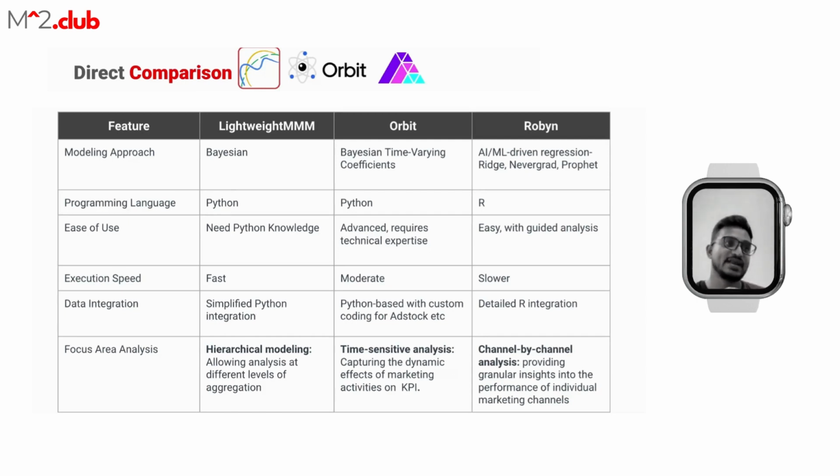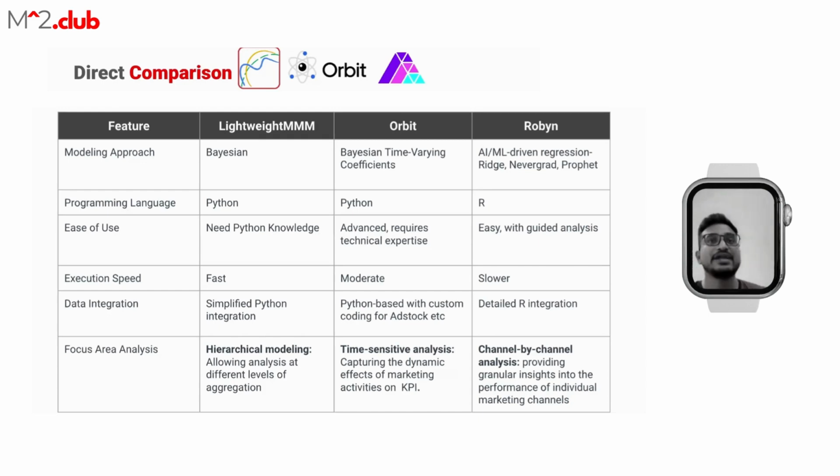Okay, and focus area analysis. I would say everyone has a different focus. Lightweight focuses on hierarchical modeling, which means allowing analysis at different levels of aggregation. For example, we can aggregate channel, sub-channel, and focus on a particular area to understand what's happening. There are positives and negatives for that, but this is the positive side.